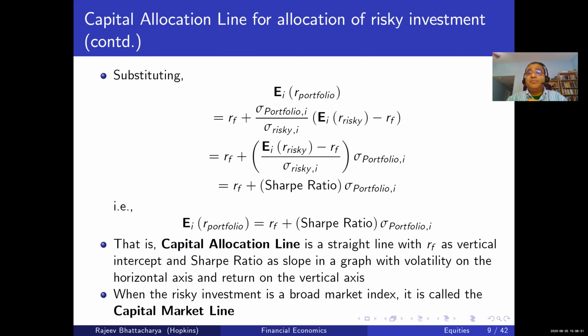When the risky investment is a broad market index like the S&P 500, for instance, then that same thing is called the capital market line. So, capital allocation line for a particular security; when it's a broad market index, it's called the capital market line. Remember, once again, this is in the context of putting together a portfolio.